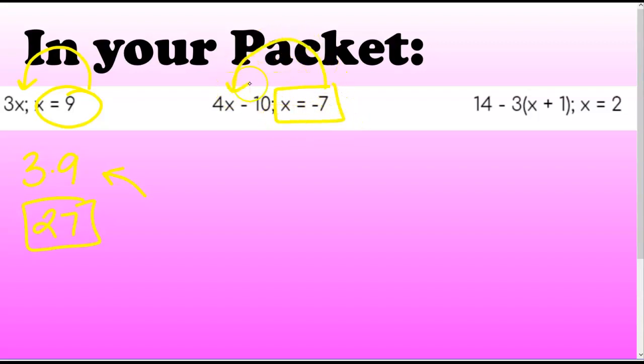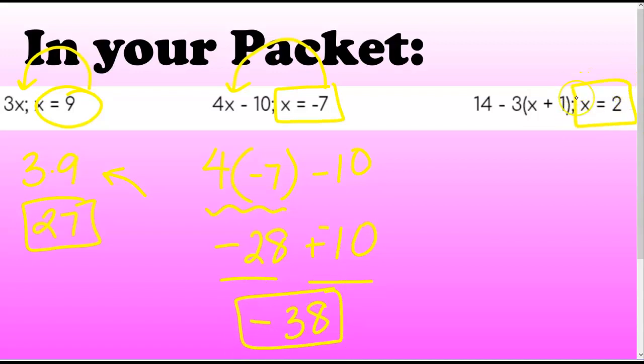Next, this negative 7 goes here. So I have 4 times a negative 7 minus 10. Order of operations tells me I have to do my multiplication first. So 4 times a negative 7 is a negative 28 minus 10. You can leave it like this and then solve these two, or you can go plus a negative that way as well. And I get a negative 38.